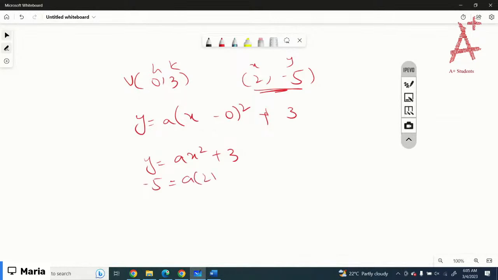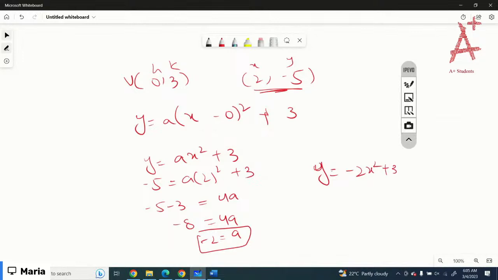Negative 5 equals a times 2 square plus 3. Moving 3 over, negative 8 equals 4a, so a equals negative 2. Got it? So just write the value in the equation. It will be y equals negative 2x square plus 3. Got it? That is the equation.